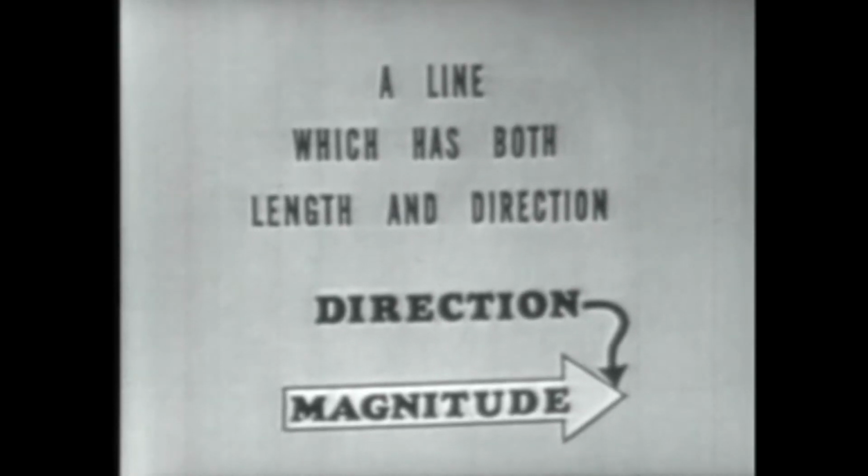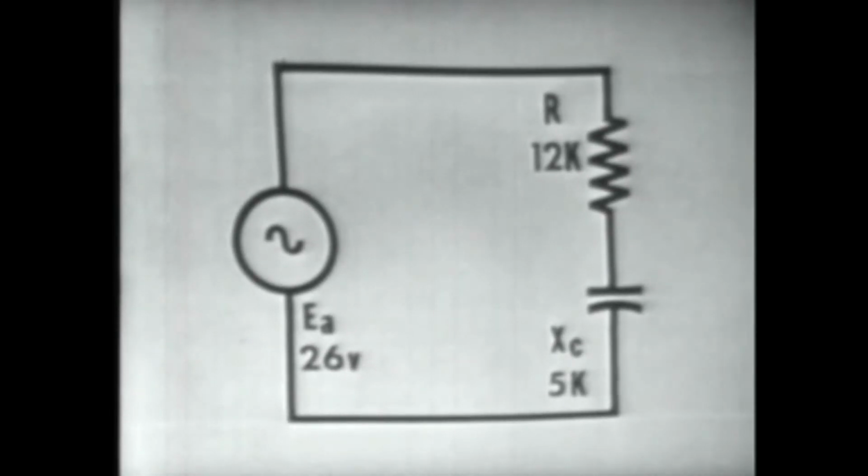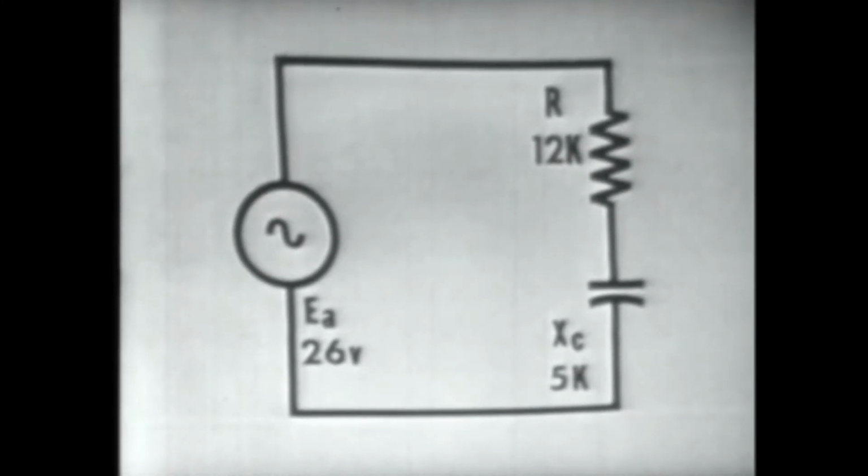Now, by rotating the vector in a counterclockwise direction, a positive angle is generated. By rotating the angle in a clockwise direction, a negative angle is generated. Now, it is this positive or negative angle that represents the circuit condition. Using this information, then, let us review by graphically solving a series RC circuit with the aid of vectors.